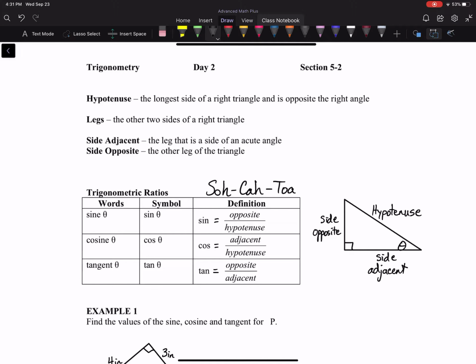Today we're going to be learning a little trigonometry, a little continuation of trig. I'm Coach Knight. We're going to talk about the trigonometric ratios along with some other fun stuff. So let's get right to it.